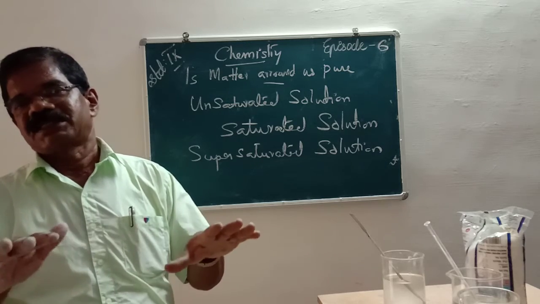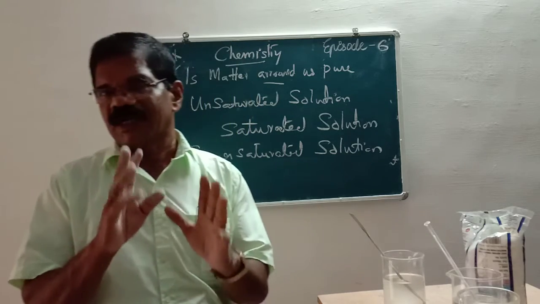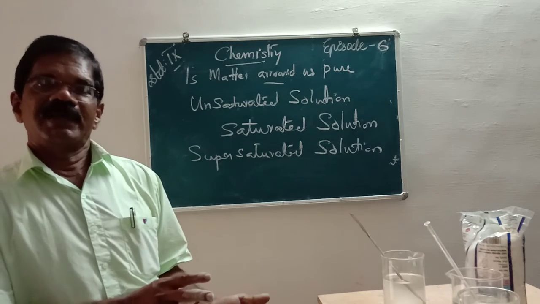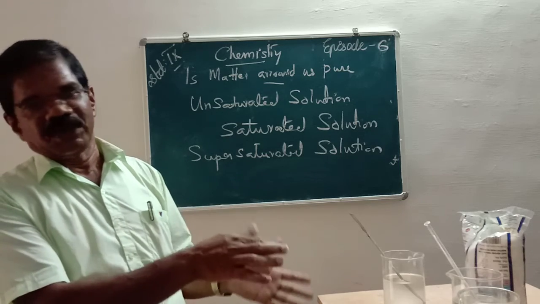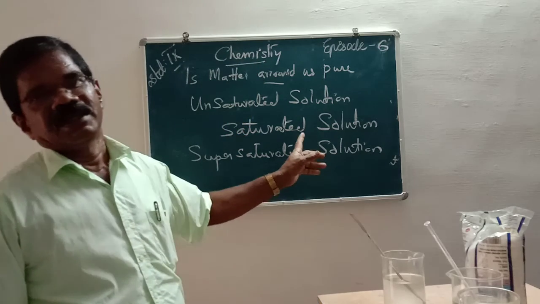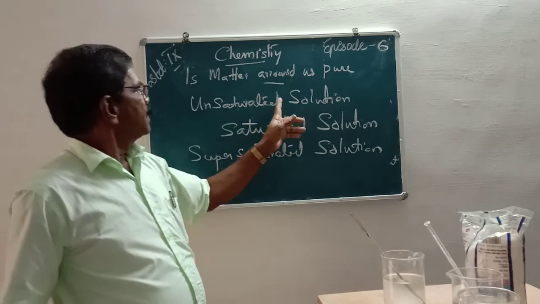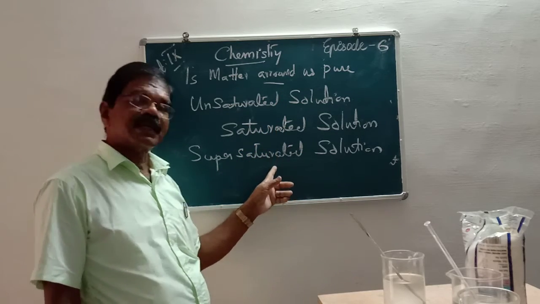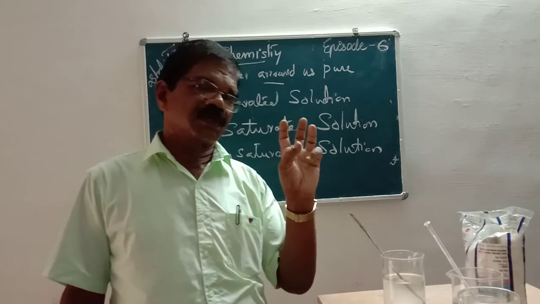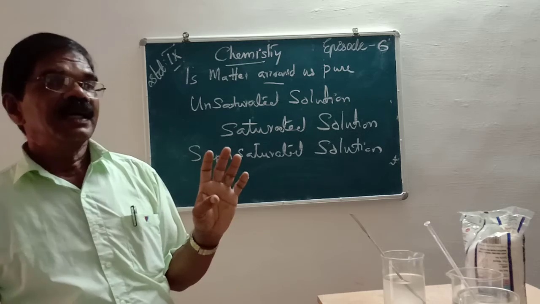That means a solution is stable only at the saturated level. A supersaturated solution, made by increasing the temperature, is not stable. When the temperature decreases, the excess solute is settled at the bottom. So these are the three kinds of solutions: unsaturated solution, saturated solution, and supersaturated solution. Then there may be different solutions again, concentrated solution and dilute solution. We can study them in the next class.